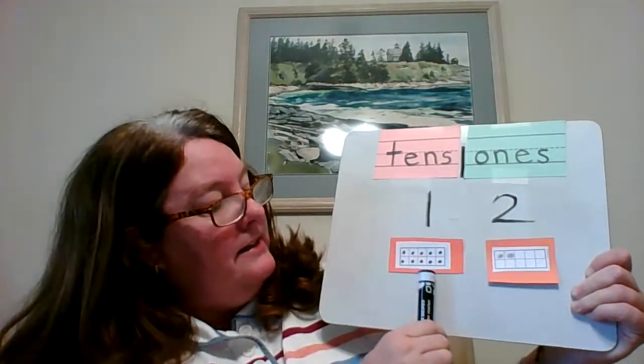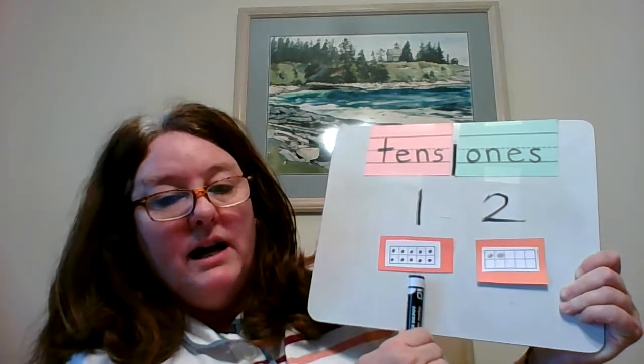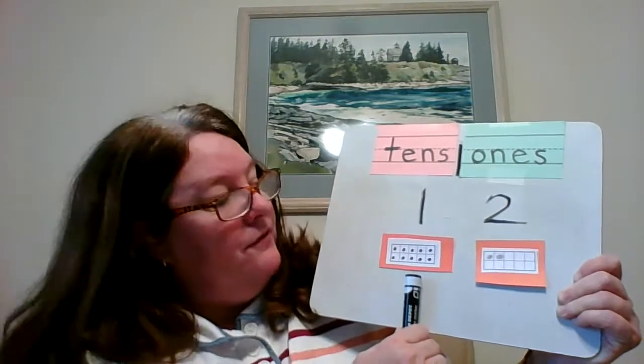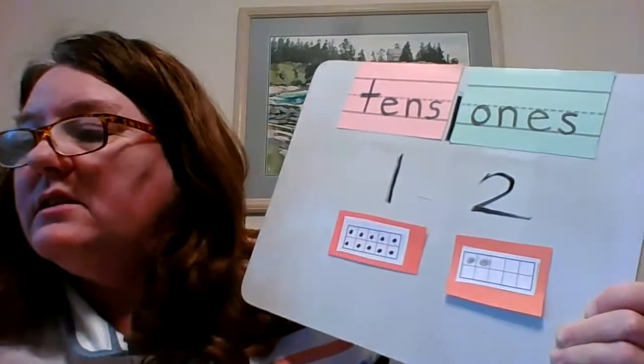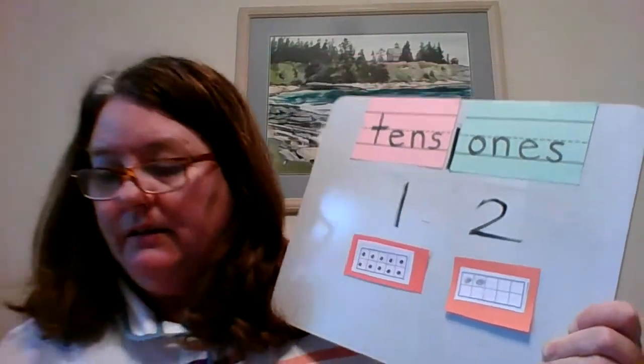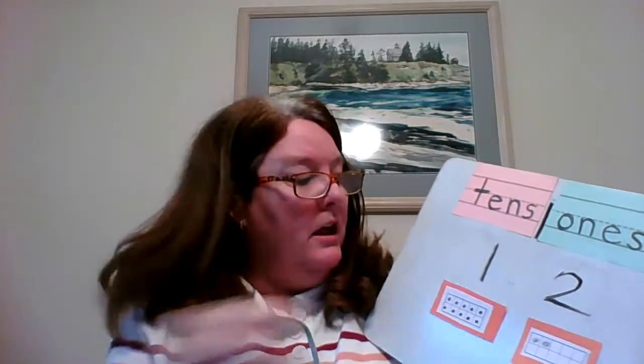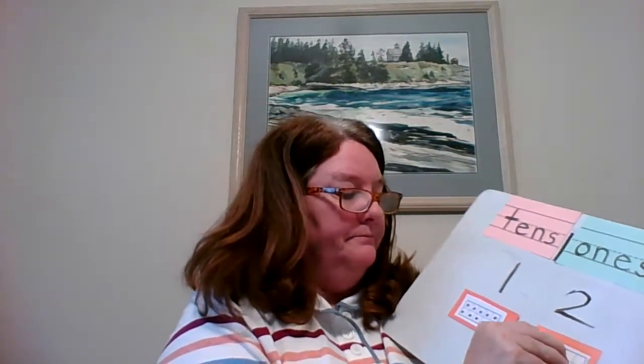The 1 in the tens place tells me I have to have 1 10 frame that's all filled up. The 2 in the ones place tells me the next 10 frame I have has to have 2 on it. And I'm just drawing on it. I'm not using stickers or anything. I'm going to try a different marker. All right, let's try another one.